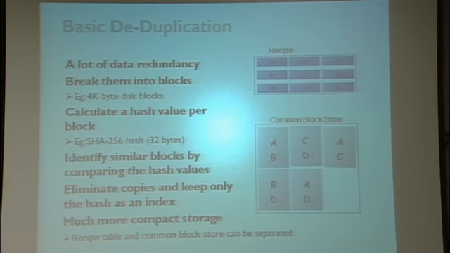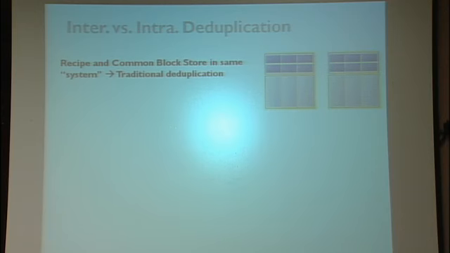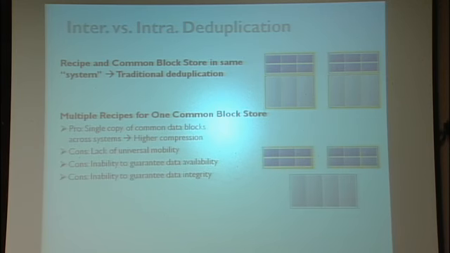So what you have is what you call a recipe and a common block store. One way is to have a recipe and common block store for each system. That's traditional deduplication. Or you can have everybody keep a recipe and only have one common block store. Just keep one single common block store and everybody has a recipe, or probably a cache of a recipe. By doing that, you can reduce a huge amount of things happening in here.